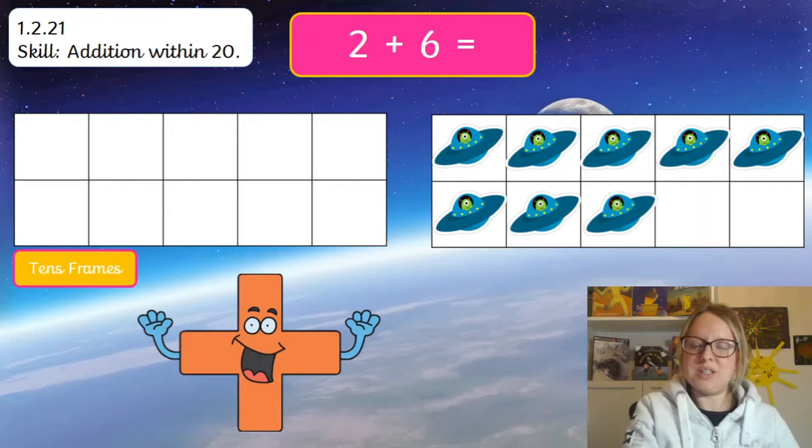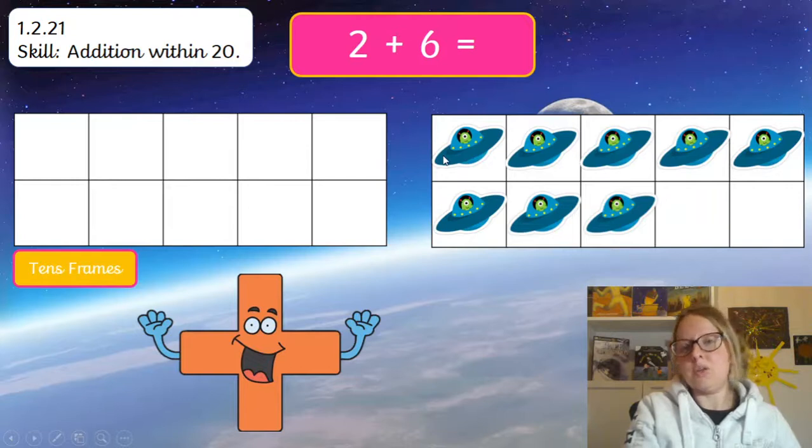Now we can work this out really quickly, the answer, using a tens frame, because we know that if this was full it would make 10, wouldn't it? So how many spaces have we got left on our tens frame? We've got just 2, and we're really getting good at our number bonds now. So we know that 10 take away 2 is 8. So it's a really quick way to work out the total.